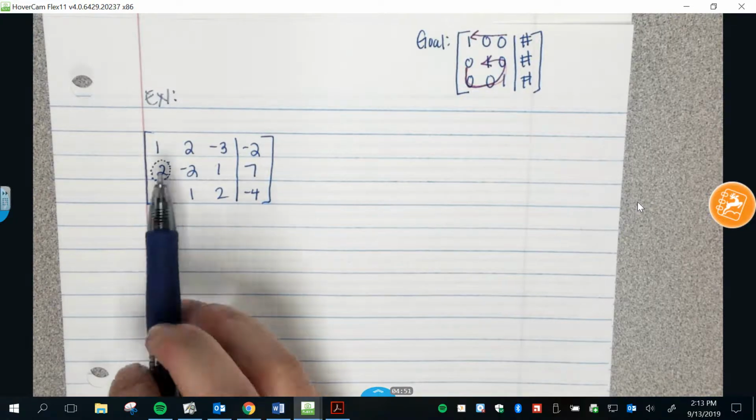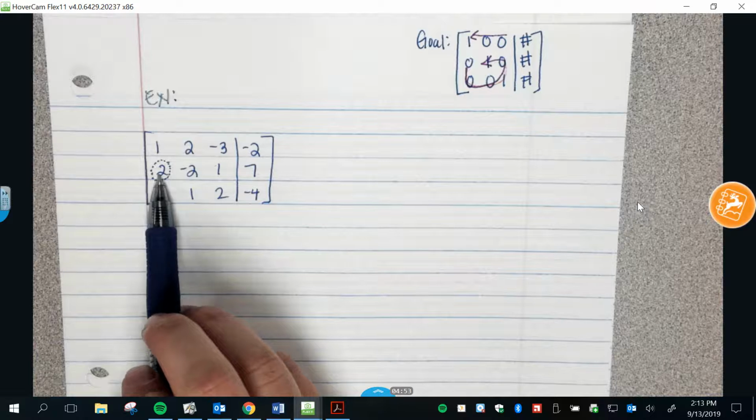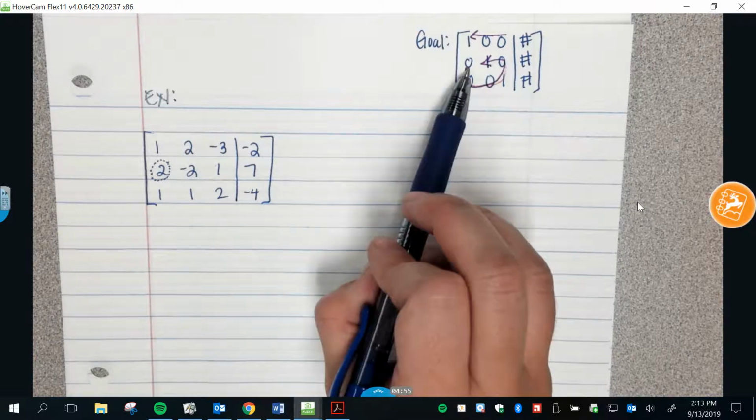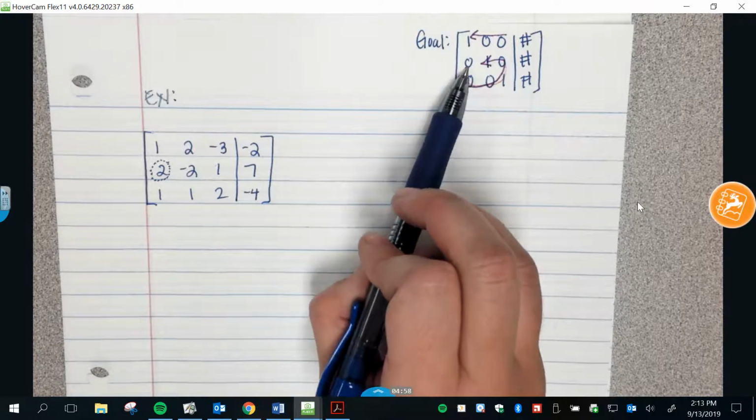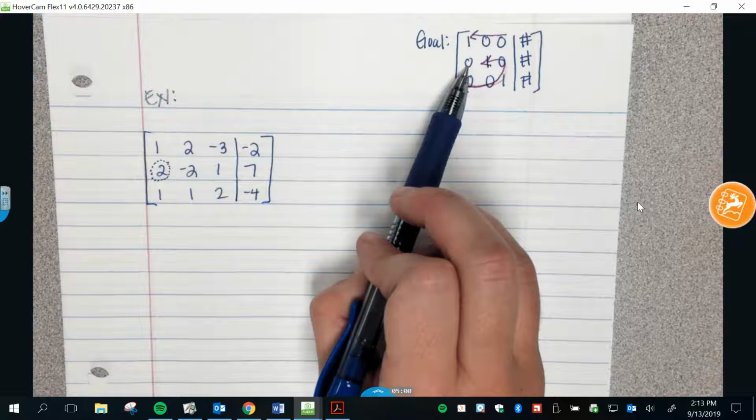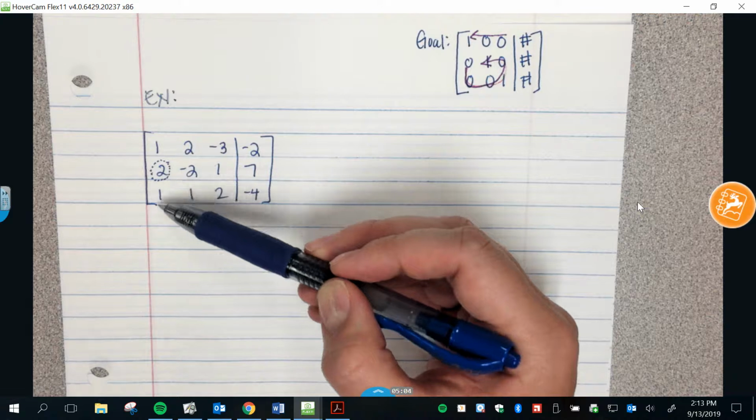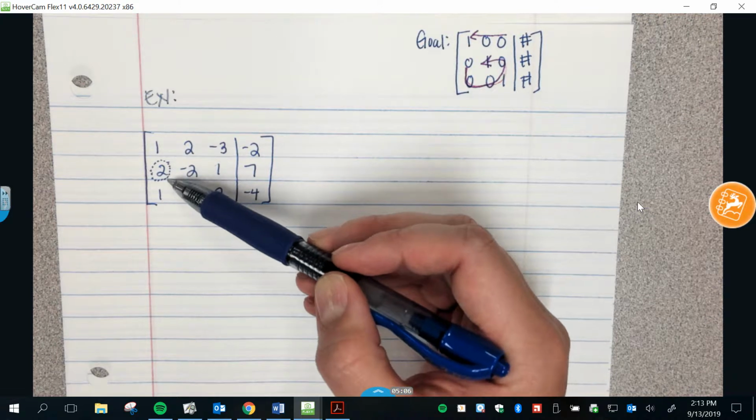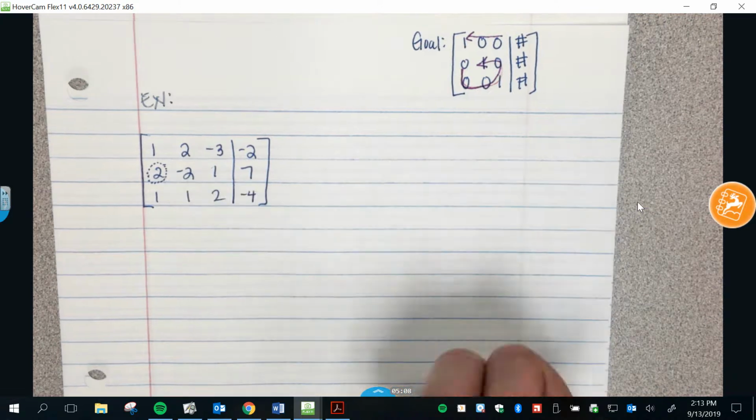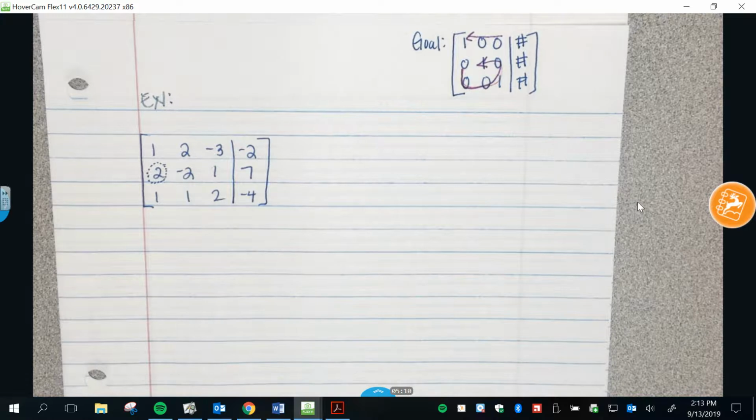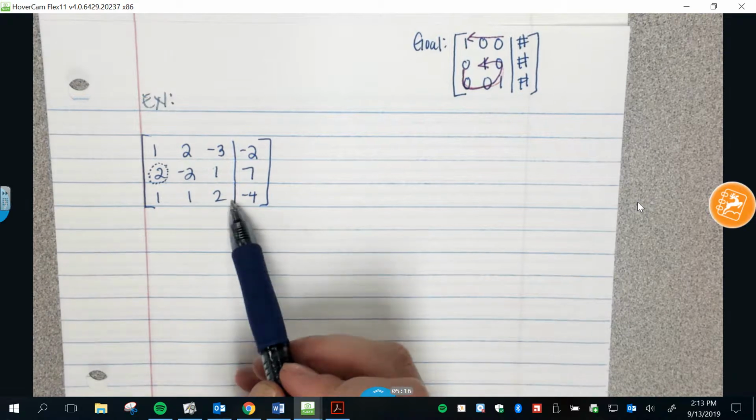Now, I need to turn this 2 into a 0. And I have to think about how I'm going to do that. I have to do it with elimination. I can multiply and add a row to it, just like yesterday. So what row can I use to do that? I can use either one. I could use row 1 or I could use row 3. It really wouldn't matter. Why don't I just use row 3?